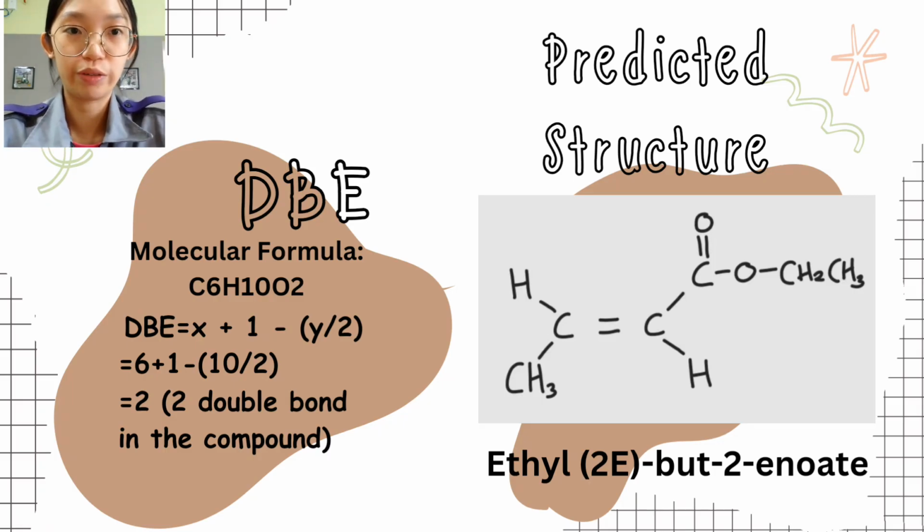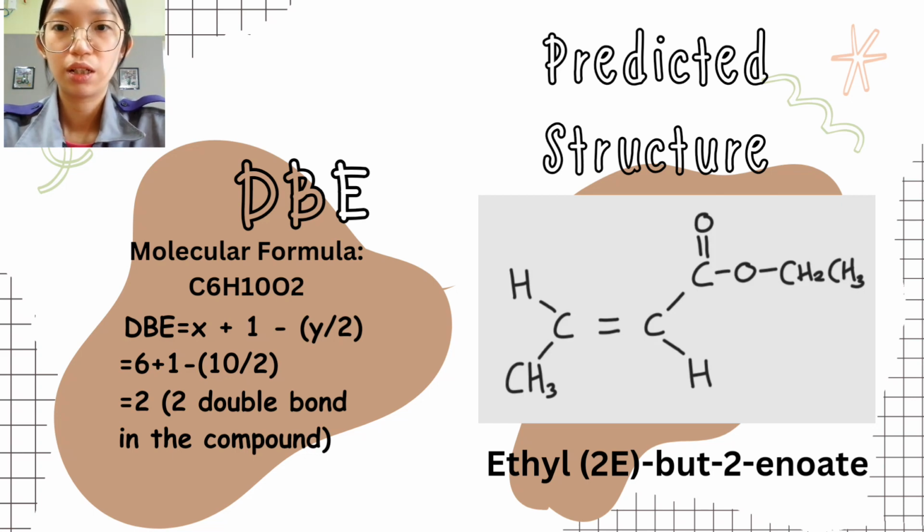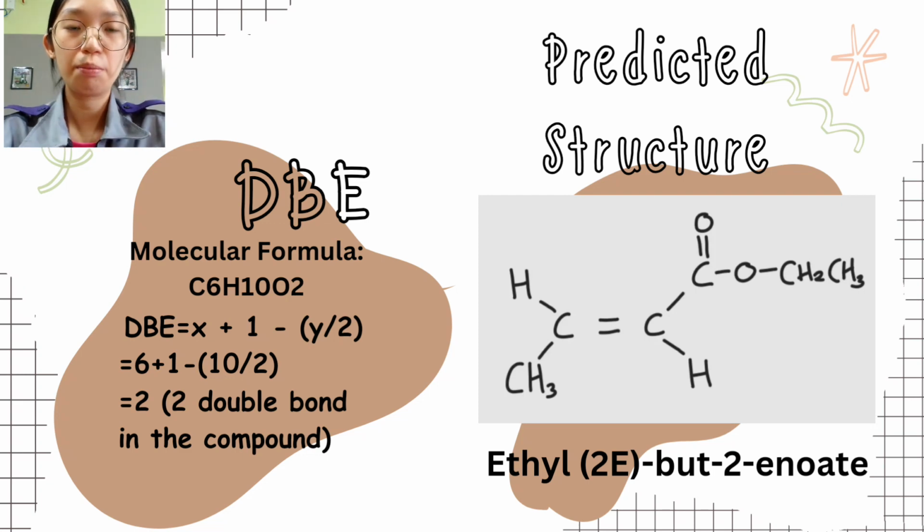DBE, which is the double bond equivalent, is used to estimate the number of rings or double bonds present in a particular structure. The formula is x plus 1 minus y over 2. The x stands for the number of carbons, while the y stands for the number of hydrogens. In this case, for C6H10O2, the formula will be 6 plus 1 minus 10 over 2. So the DBE is equal to 2, which means that there are 2 double bonds in the compound. By combining all the spectrum information given, this is how the predicted structure looks like.